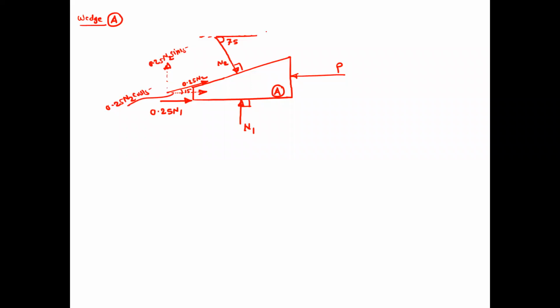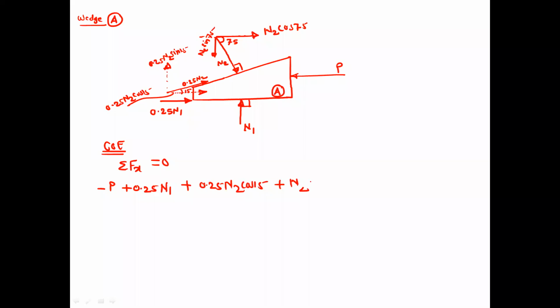So this is the x component. It is N2 cos 75 and y component is N2 sine 75. Okay, so use conditions of equilibrium. So summation Fx is equal to 0. So we have minus P plus 0.25 N1 plus 0.25 N2 cos 15 plus N2 cos 75 equal to 0.